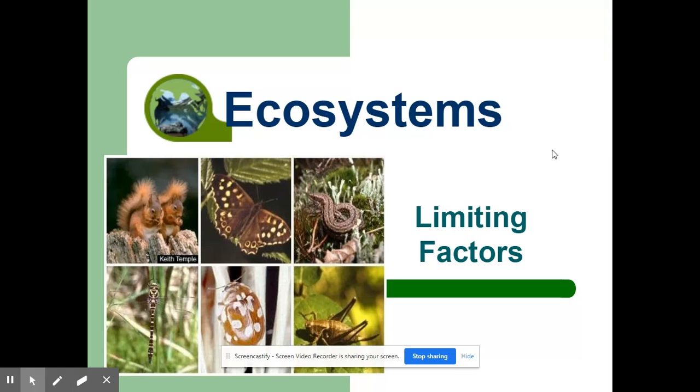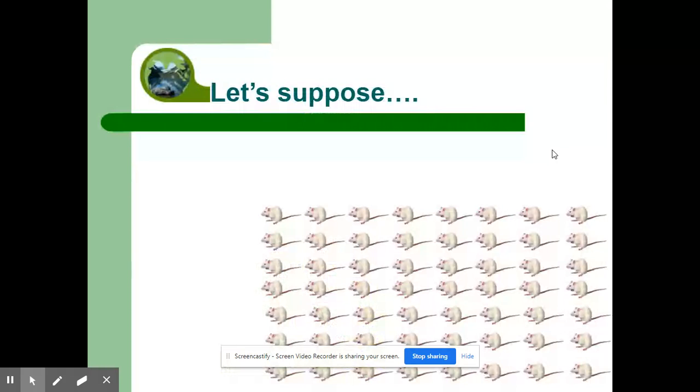These can be non-living things or abiotic factors, such as sunlight, wind, water, and temperature. It can also be living factors or biotic factors, like the amount of predators in the area, the amount of prey in an area, the amount of producers. It just really depends. So we're going to go into some examples of some limiting factors in an ecosystem.